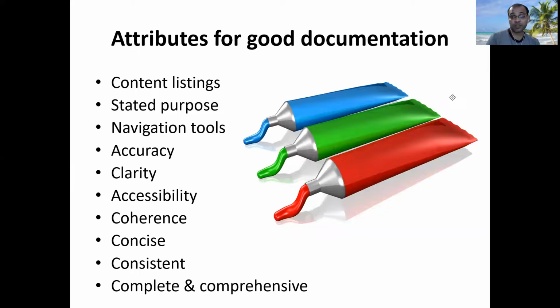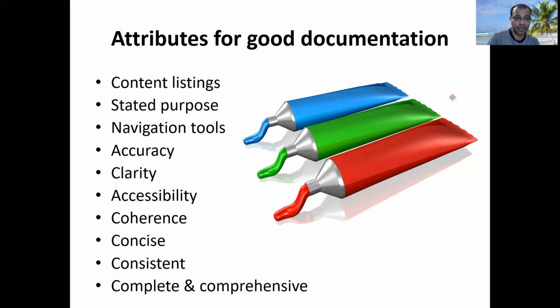Now, finally, let us see what are the different attributes of good documentation. If you see the attributes of good documentation, what does it mean? When you document properly, what are the end results, the end product of that? What is the outcome of this documentation? Content listings: whatever listings you have made of the content, everything should be clear and easy to understand. Stated purpose or objectives: what is being stated is clearly laid out. Navigation tools: how you are getting the information can be easily understood.